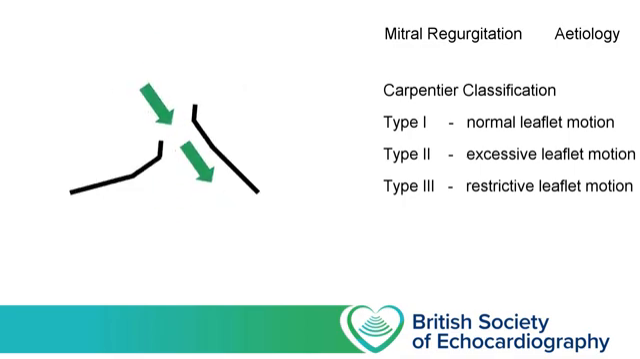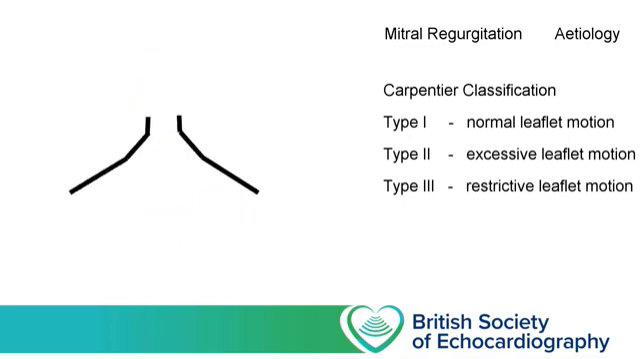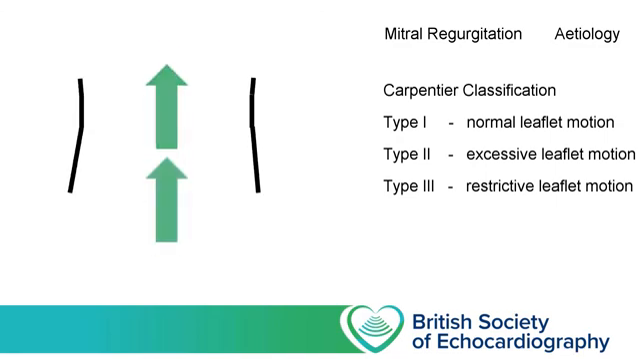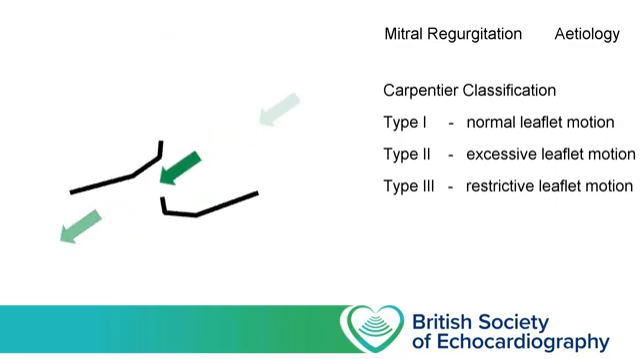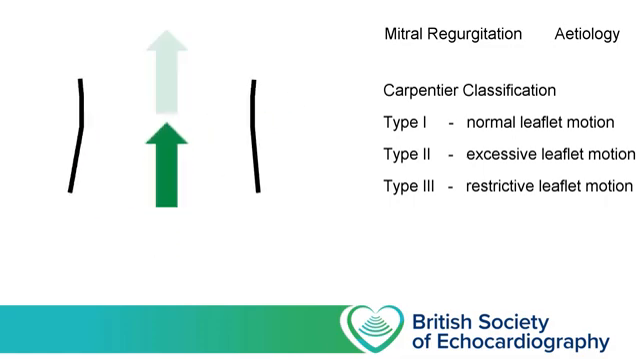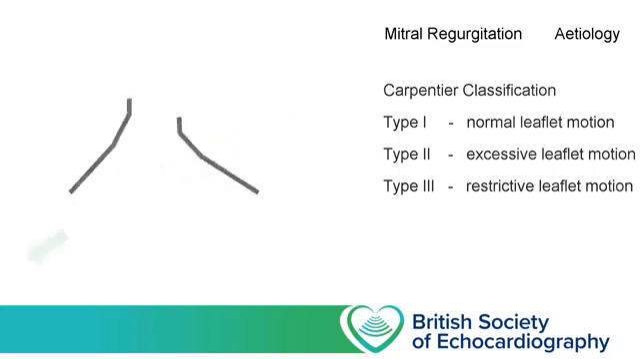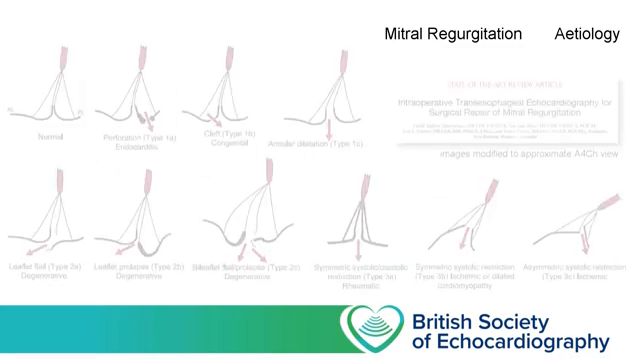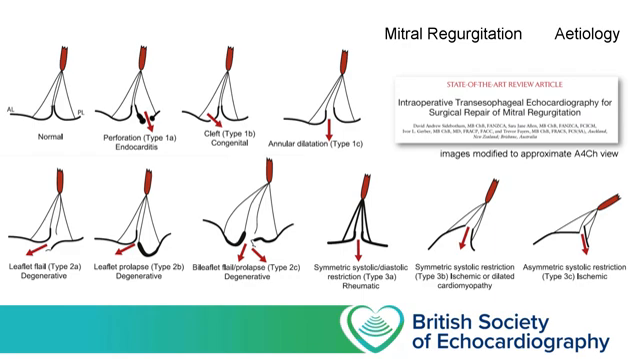So with restrictive leaflet motion, MR is directed towards the leaflet with the problem. What if the issue is not restrictive leaflet motion but rather excessive leaflet motion? So here our right-hand leaflet is prolapsing back into the left atrium, and now the MR jet is directed away from the abnormal leaflet.